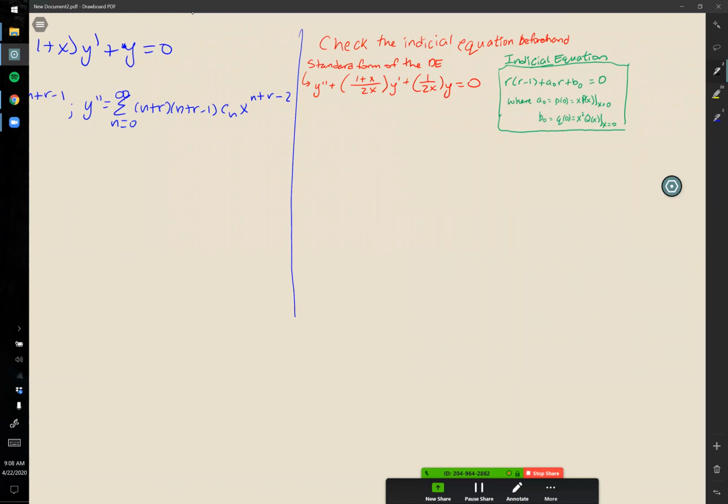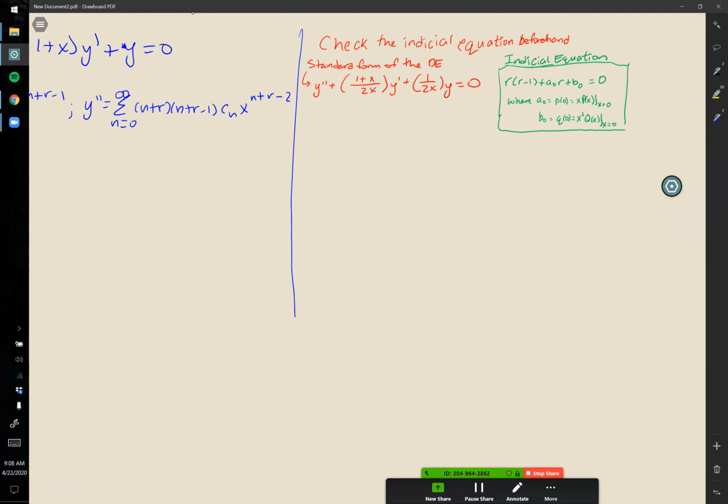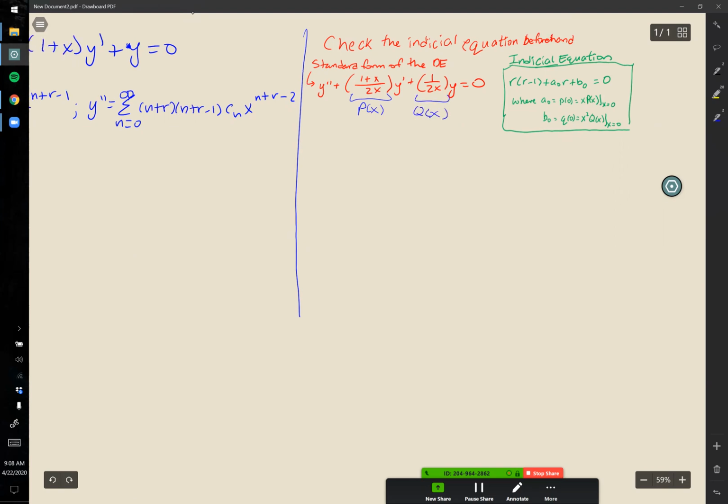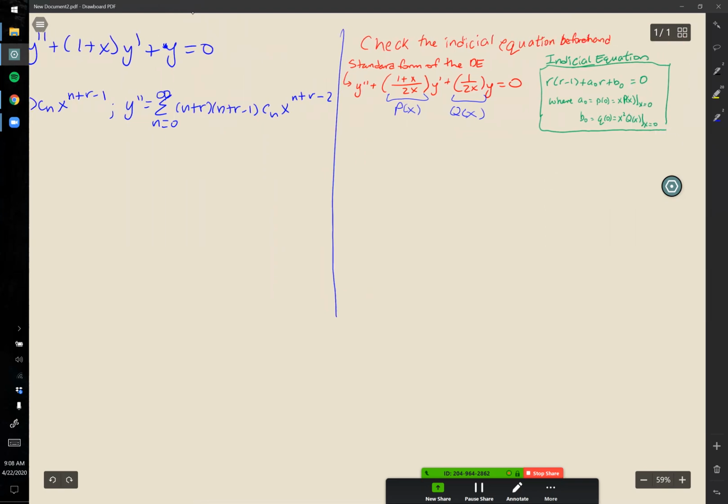So let's try it. I already did step one. Step one was to check Rochelle's theorem. So I did that already. And then step two was to figure out what the big P of x and the little p and little q are. So this right here, let me do a different color. This right here is going to be big P of x, and this right here is going to be big Q of x. All I did was I divided by the leading coefficient. I divided by 2x.